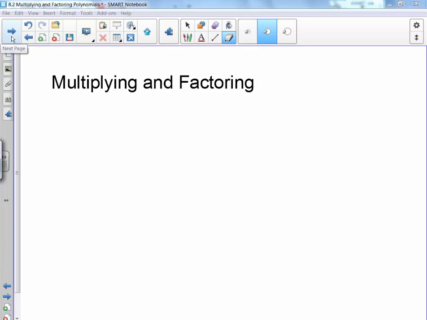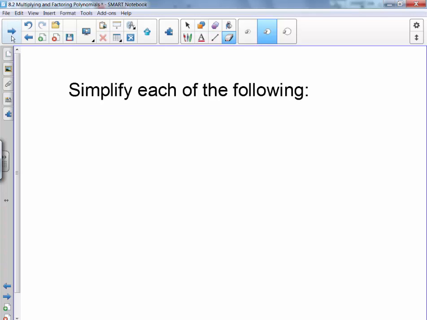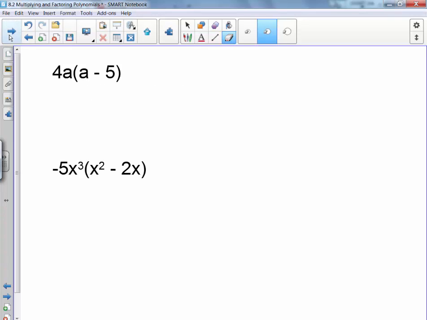Okay, multiplying and factoring. We're going to be doing some multiplication problems. We want you to simplify each of the following. Now think about this. You've done something like this before. Do you remember that you had something like 2 times x plus 5?